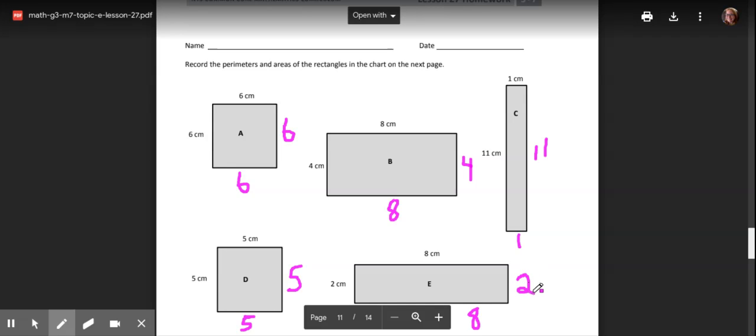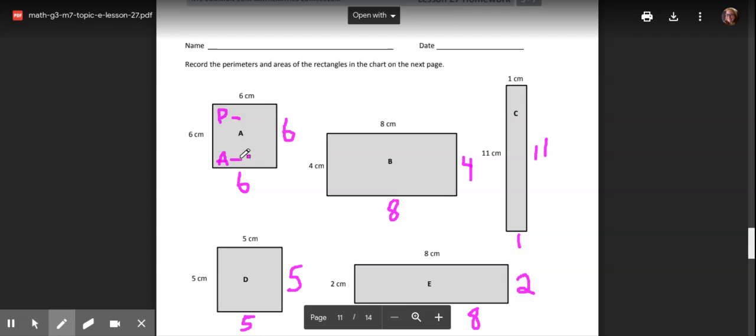We need to do the perimeter and the area. So I am going to do the math in my head. I'm just going to talk it out, and I will just put what the perimeter is and what the area is in each one.